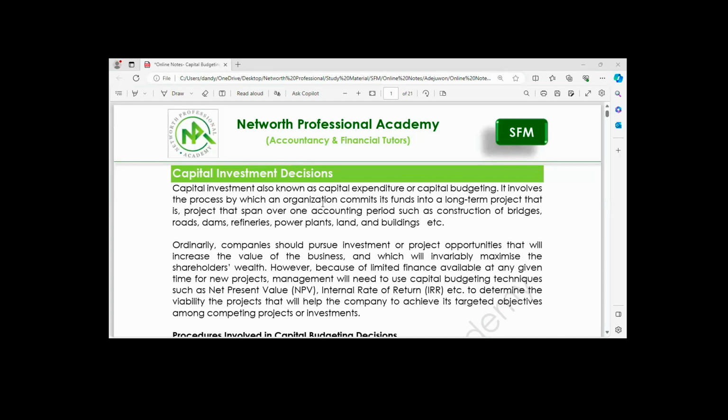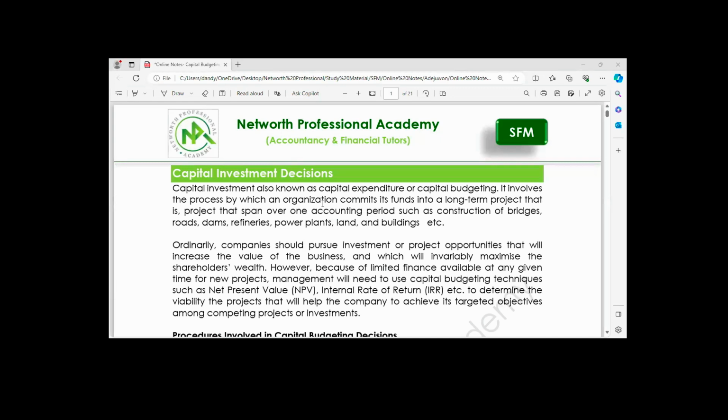Once we are done with that, then I will provide you with the columnar formats which you are expected to use at this level on the day of your exam, when you have question under capital budgeting. Okay, so without wasting more time, let's take it one by one.